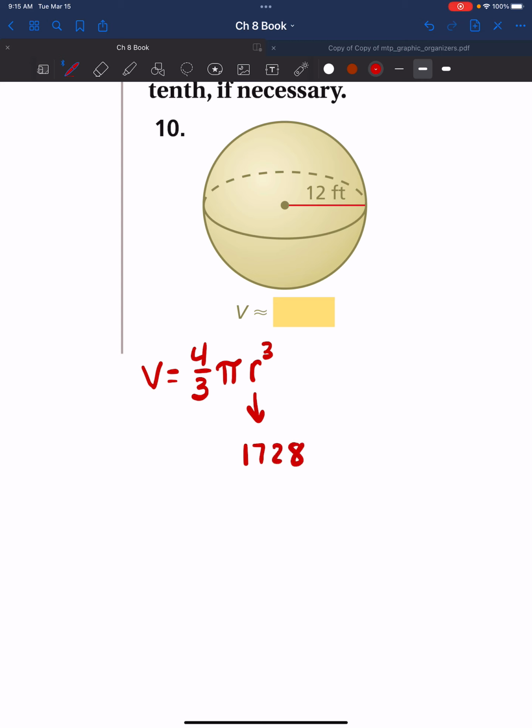Now you literally just take your calculator, clear it all out, start from the left, go to the right. 4 divided by 3, enter. Times that by pi, enter. Times that by 1,728. Volume equals 7,238.2 feet cubed. Finding volume is always very self-explanatory. You just fill in some things, number crunch, and you're done.